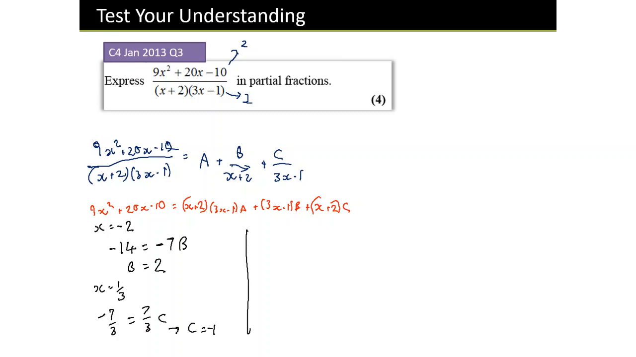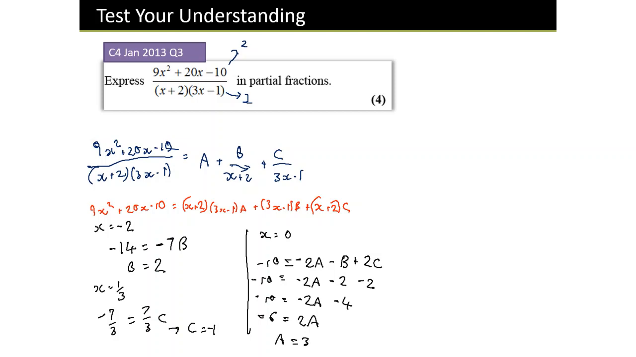Then one more substitution to make, I would recommend we go for x equals 0. When x equals 0, on the left-hand side, I just get minus 10. Then on the right-hand side, I'm going to get minus 2a minus b plus 2c. So then I get minus 10 equals minus 2a minus 2 minus 2. So minus 10 equals minus 2a minus 4. So then if we add 4 to both sides, minus 6 equals 2a, and therefore a equals 3.